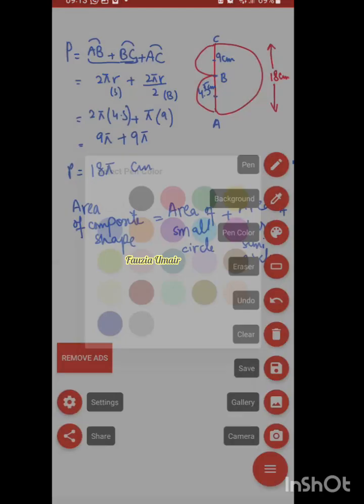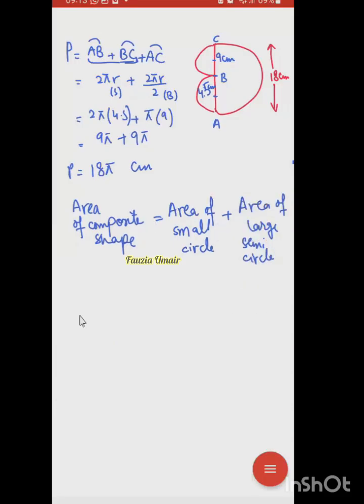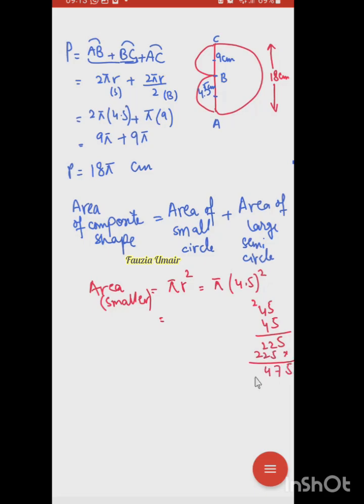So first let's calculate the area of the smaller circle. Since this is a full circle, combining two semicircles makes one circle, and both semicircles are also the same. So area of smaller circle is pi r square. Pi will remain as it is, we will keep pi as it is. Pi multiplied by radius 4.5 square. If you calculate the square of 4.5, 45 multiplied by 45, so 225, and the total answer is 2025.